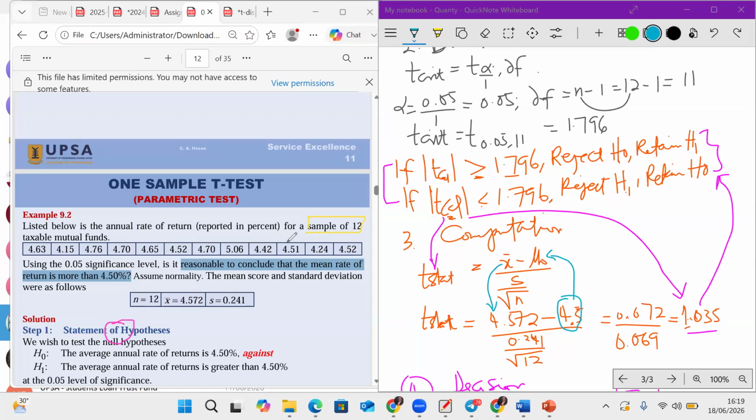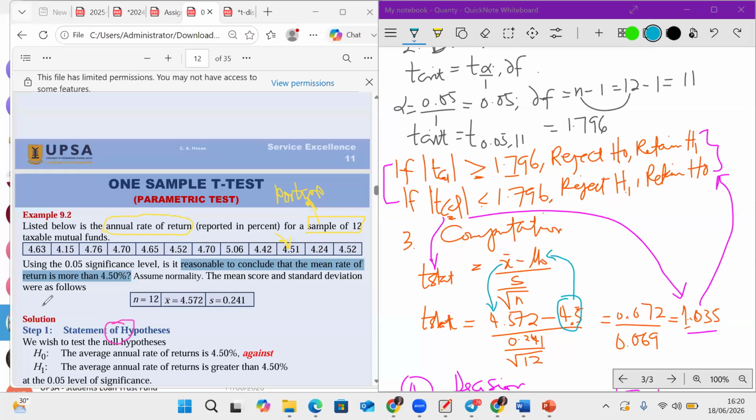So this data we are having here, which is the average annual rate of return, is called a variable, right? They've only taken 12 out of the total. So a sample is a portion of the whole, and the whole is the population. So you are taking a portion of the whole for your study, and that portion you are taking is called the sample. Are we good? Yes, sir.